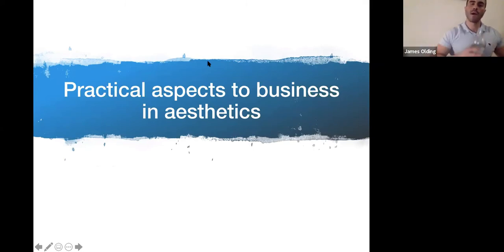Okay, so first question is, are calcium hydroxyapatite and PLLA semi-permanent or permanent? They're referred to as semi-permanent fillers. So that's a really good point from Stephen, in that we talk about fillers in a number of ways. You can divide them based on their content. You can divide them based on if they're permanent, semi-permanent, or non-permanent fillers.